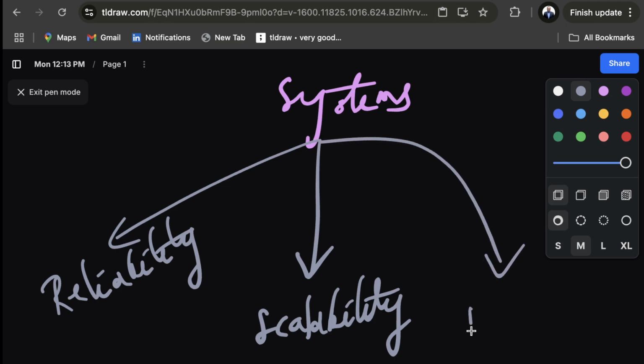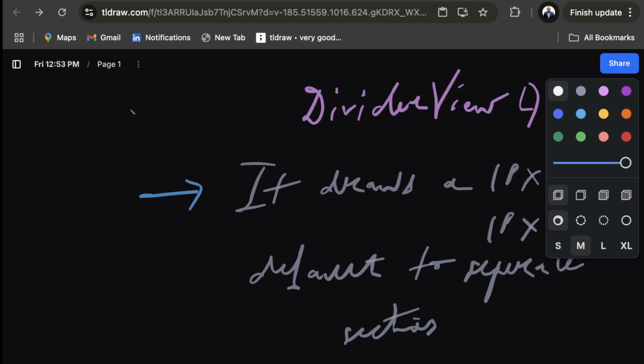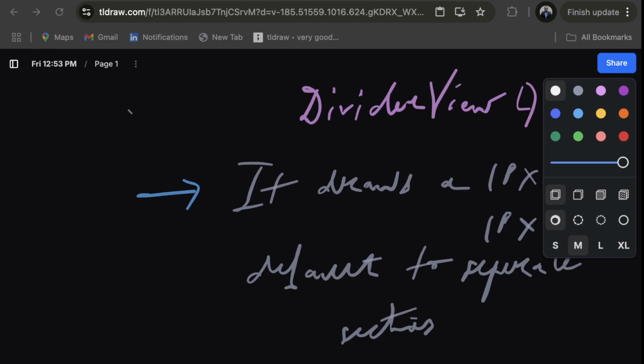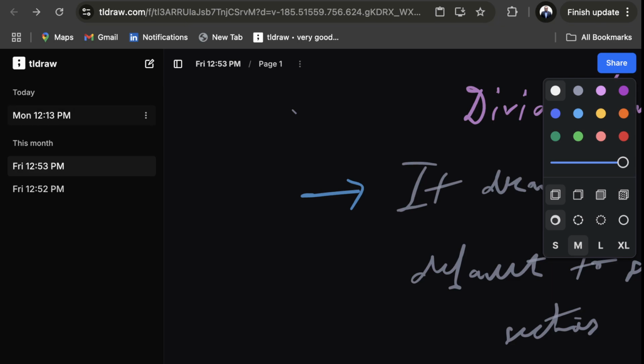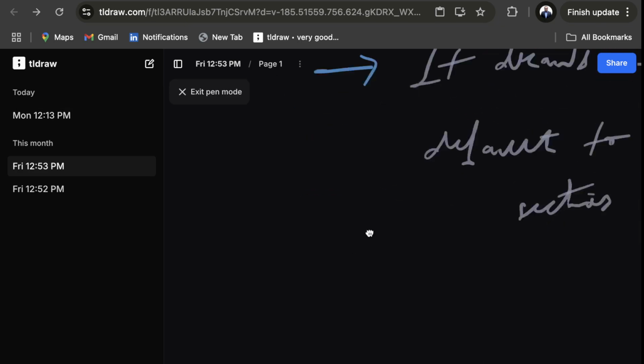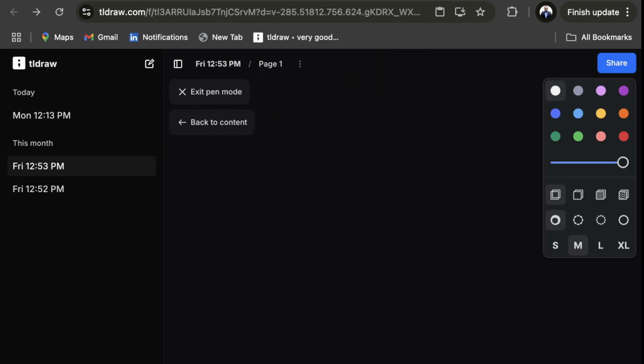The next thing that we have is maintainability, right? This is related to test cases, and it is more towards the coding side, I feel. So these are the three. Whenever you talk about systems, these are the three main things that we tend to check, right?